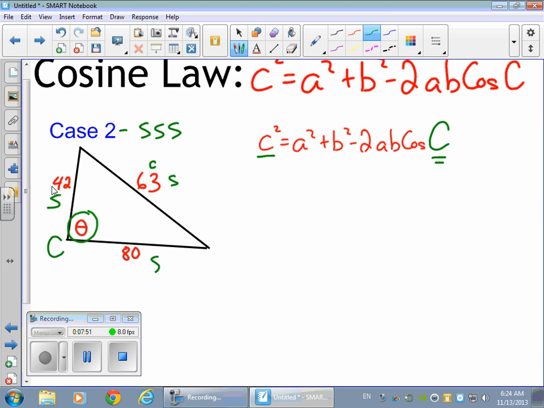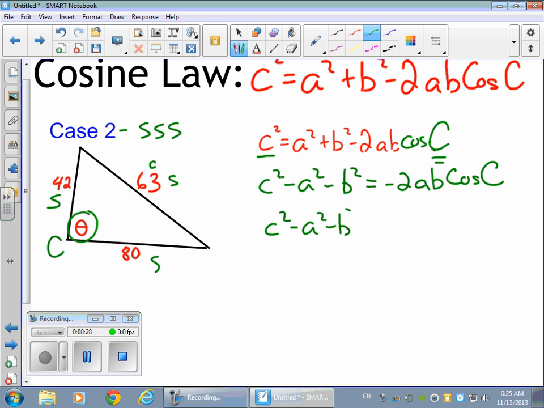So I'm going to start by rearranging the equation. C squared over here, I want to isolate cosine of c. And so I've got c squared. I will subtract the a squared from both sides, subtract the b squared from both sides, and I have negative ab times cos of c left over. Then I'm going to divide both sides by negative 2ab, and so this is the same equation that we started with, but again, it's rearranged.